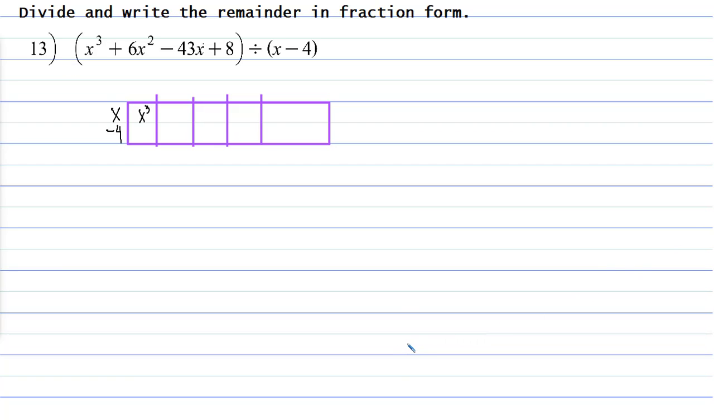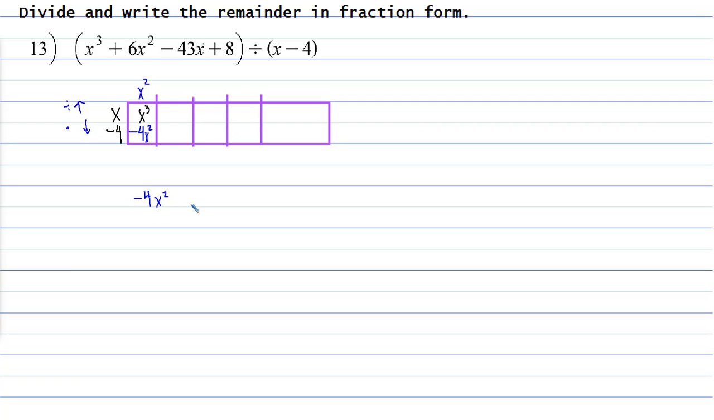Excuse me. Your highest power goes first. Then we're going to try to create the pattern. And so to go up, you will divide. To go down, you multiply. So we're going to divide to go up, and that gives me x squared. And so when I look at x squared, I'm going to multiply that times the negative 4, which gives me negative 4x squared.